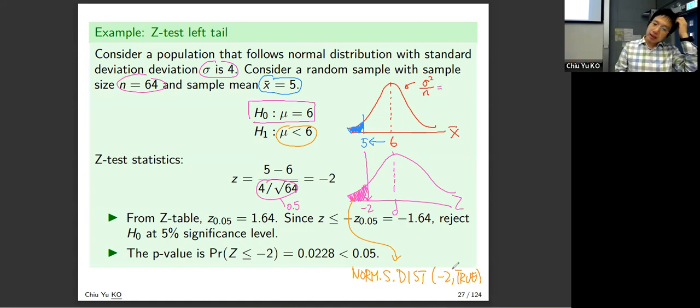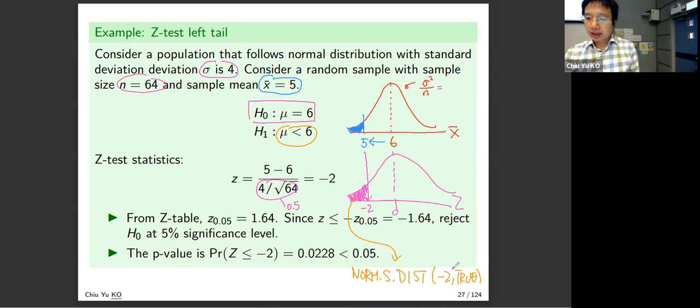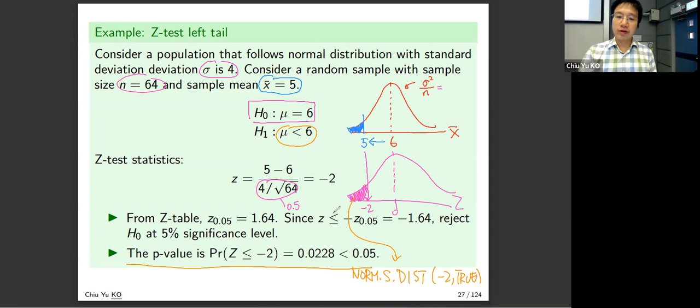Now the next question is another way. This is done this way, so let me do the other way around. Find the critical value. Critical value method, okay? What we want to see is, the question is critical value is like this. That is it.